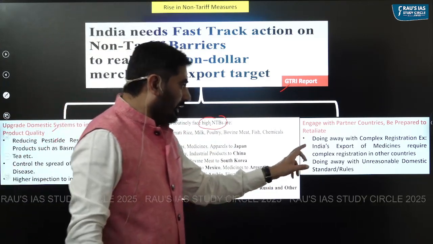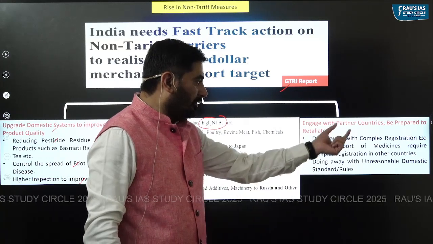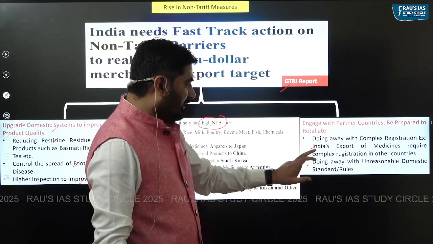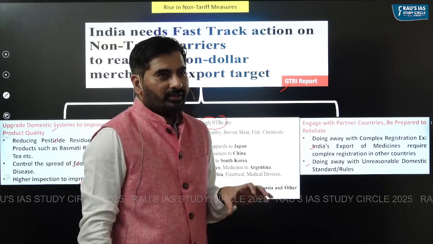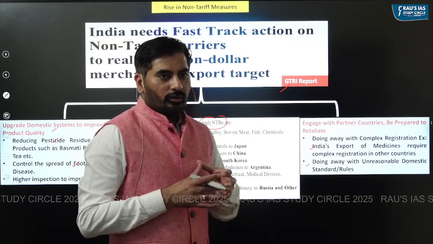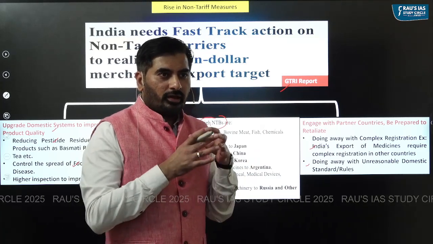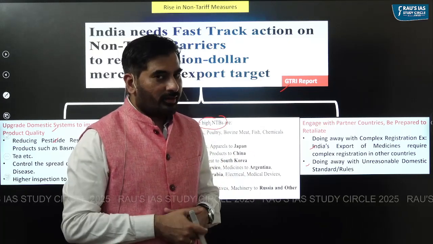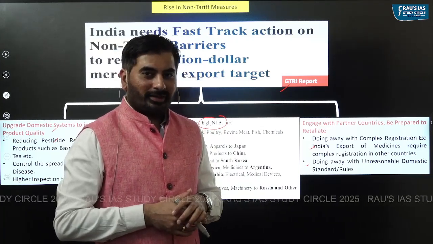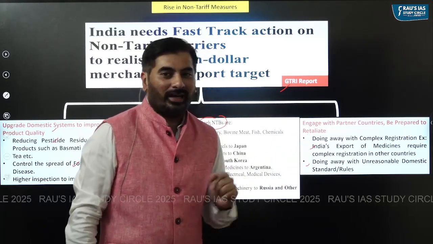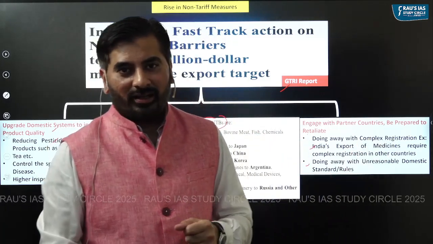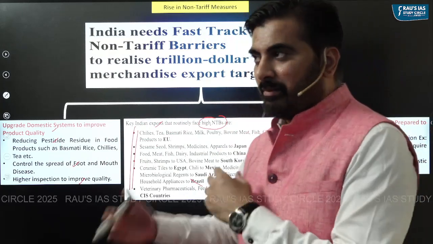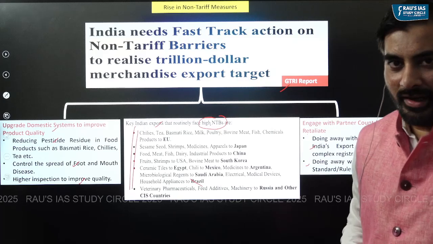So we must engage with the other countries and convince them to do away with the complex registration, let's say, for export of medicines. And if there are certain standards, non-tariff measures, which we think are not imposed for a beneficial purpose, but are imposed in order to erect barriers, we must convince those countries to do away with those barriers. And if those countries do not do away with the barriers, we have to be brave and courageous, and we must be ready to retaliate as well. So if these countries are imposing higher non-tariff measures, we must also do the same thing for their products in our own country. Now, this is a recommendation given by the Global Trade Research Institute.